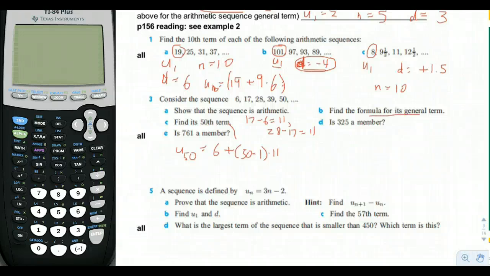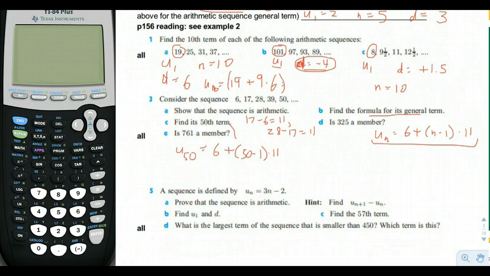Find the formula for its general term. Oh, and they just asked it here, right? I skipped over B, and that's why I didn't do it. So find the formula for the general term. You would put un is equal to 6 plus n minus 1 times 11. Okay, so it would be almost the answer for C.